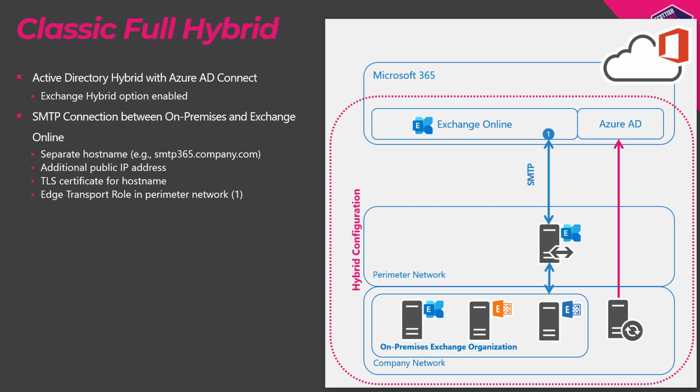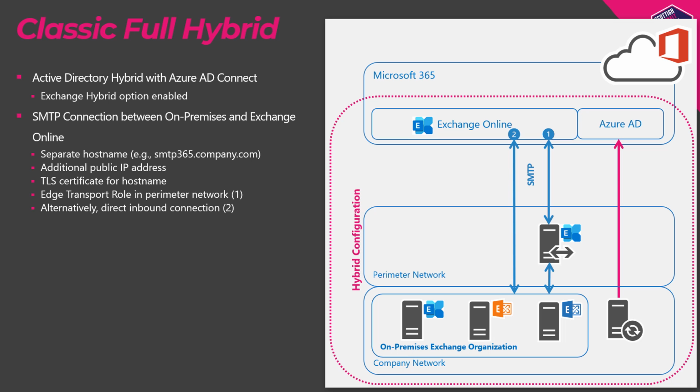So therefore, we do have something called the Edge Transport role, a dedicated Exchange role for a server that is placed into the perimeter network of your company environment, which needs to have a dedicated host name, which in addition requires an additional IP address and a dedicated TLS certificate name.